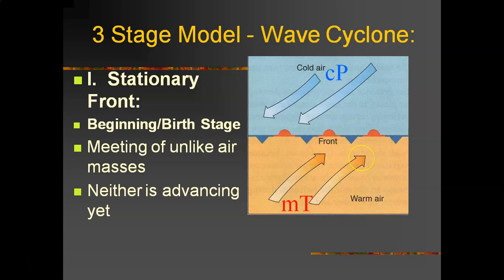So somewhere maybe in the central United States, we've got continental polar air coming on down, and then we've got warm, maritime tropical air coming on up from the south, and they're meeting, and neither is advancing. Now, this is the thing that gets this whole wave cyclone going. And remember, it's a mid-latitude phenomenon. It's only found in mid-latitude locations where you've got the meeting of unlike air masses.